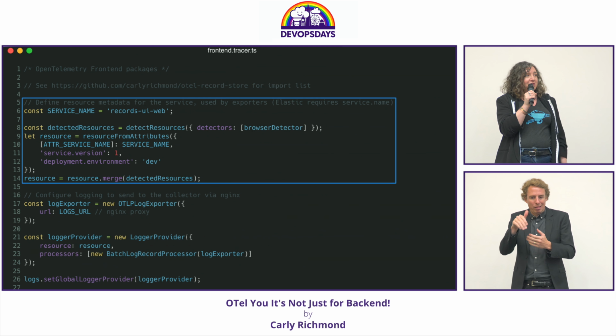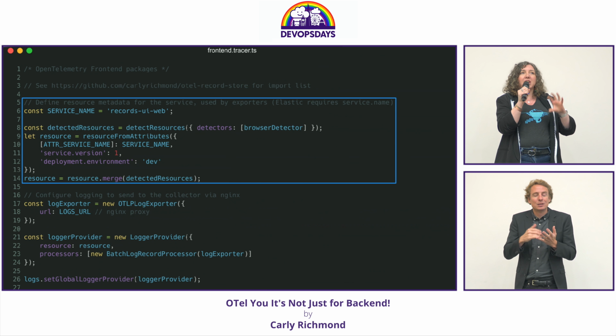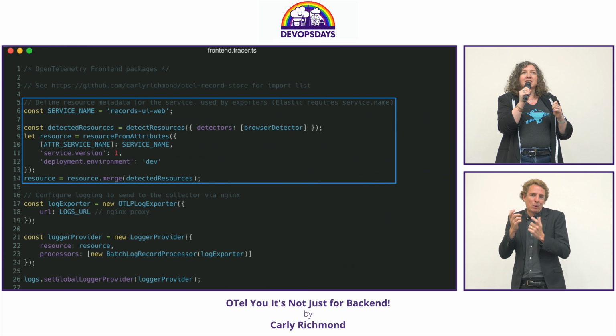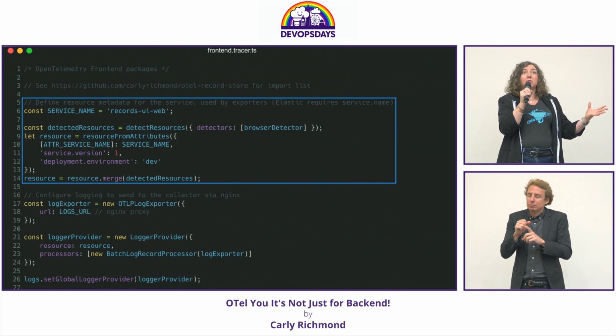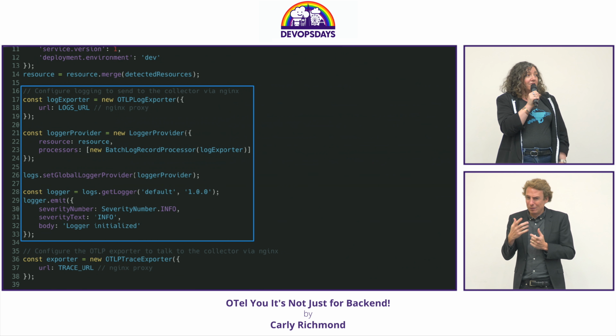So do that first. Then we need to create a resource, just like we do for a backend. But the thing that might be different is that we merge the attributes we create with the browser detector. And that allows us to see things such as the brand. So is it Internet Explorer still in 2025? True story. Or other things that are useful as well.